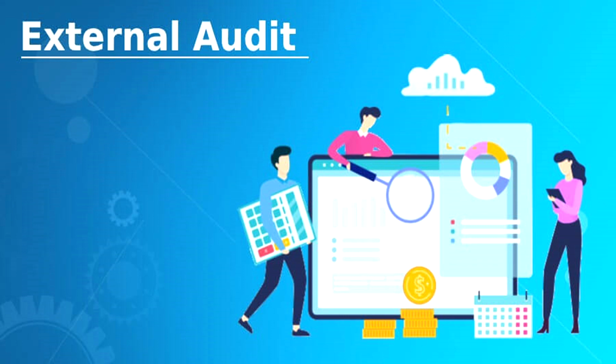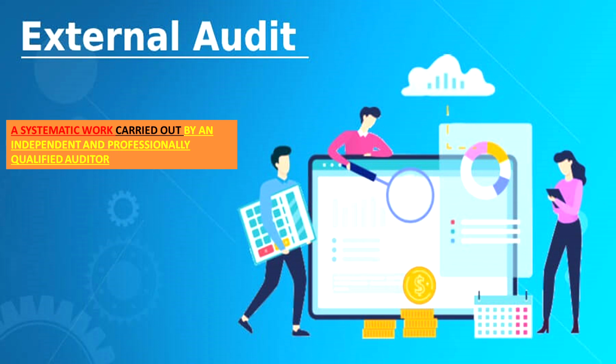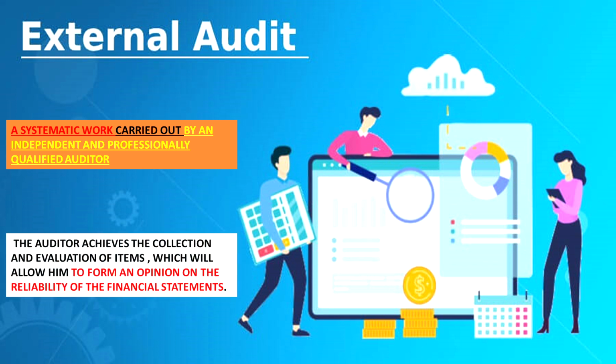Speaking and analyzing internal control, it is an appropriate point to clarify both the definition and the functions of external audit. Only then will the differences between internal and external audit become clear. To begin with, external audit is a systematic work carried out by an independent and professionally qualified auditor. With this work, the auditor achieves the collection and evaluation of items which will allow him to form an opinion on the reliability of the financial statements.